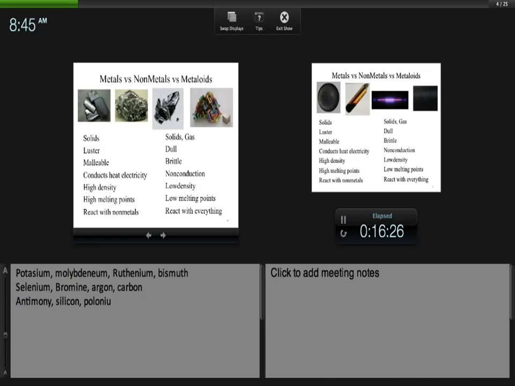What else would get it? We can look at the luster or the shininess. All of these are shiny. These do all happen to be metals. Anybody happen to know what metals they are?